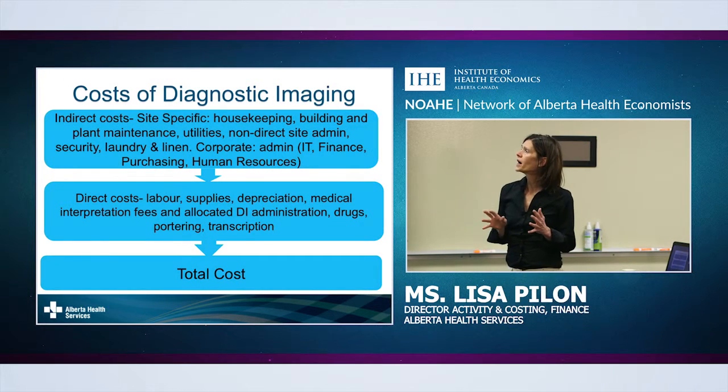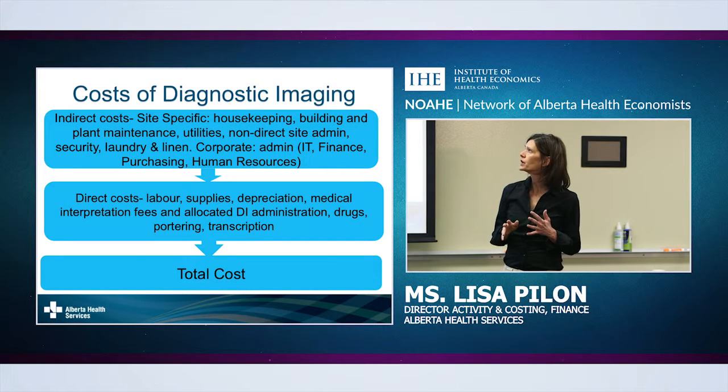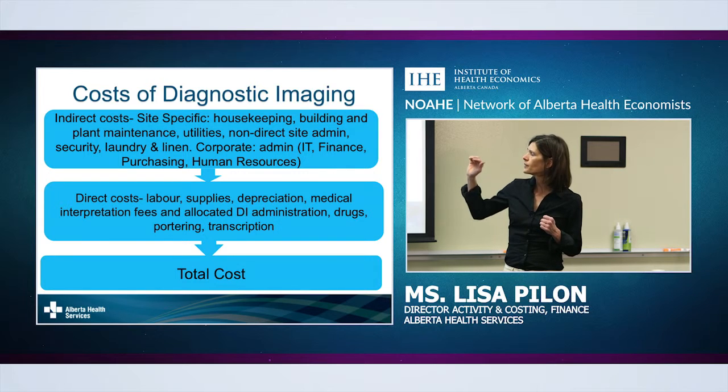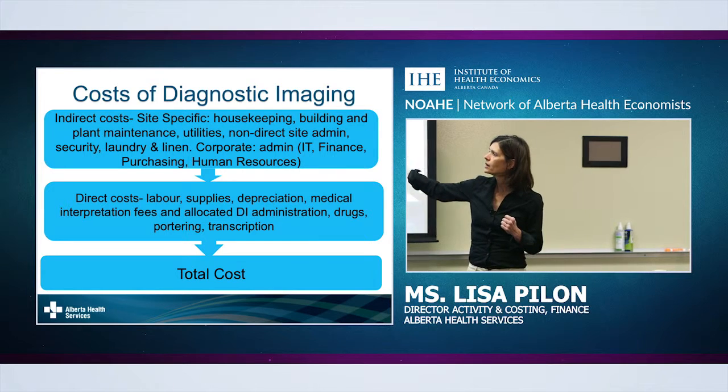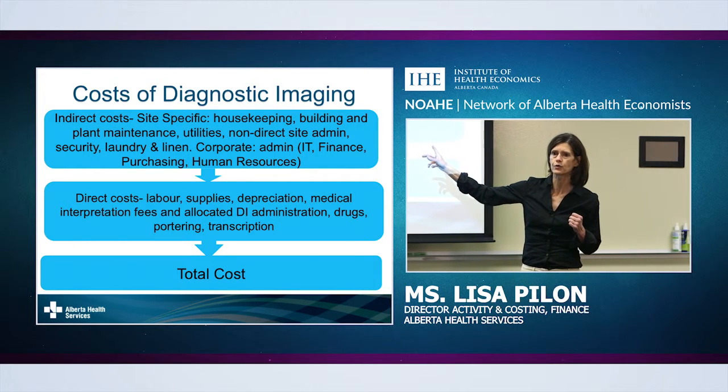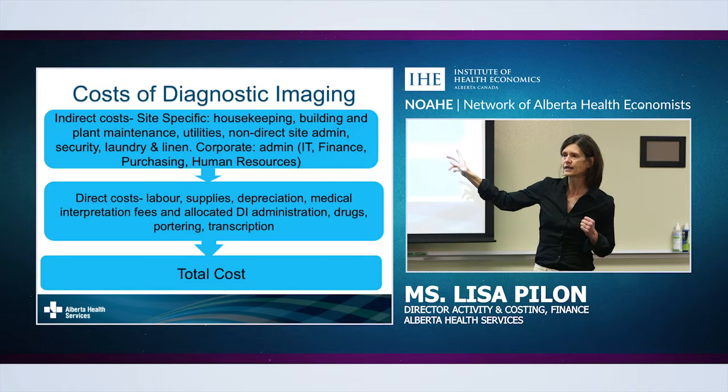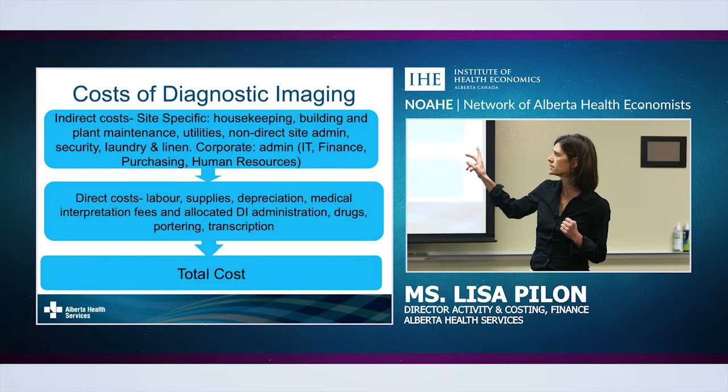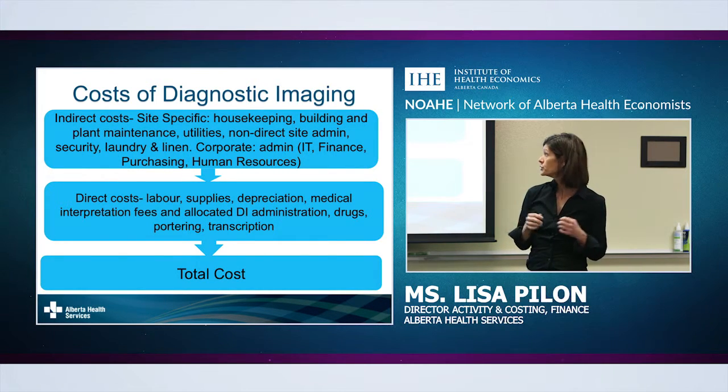So what kind of costs do we include in the cost of diagnostic imaging? I'll start with the middle. We have what would be called the direct costs. Those are expenses directly related to actually doing an exam or a test. Examples would of course be your labor and your supplies. We include things like the depreciation on the equipment used to do the test, and medical interpretation fees. We would also include drugs, portering, and transcription.